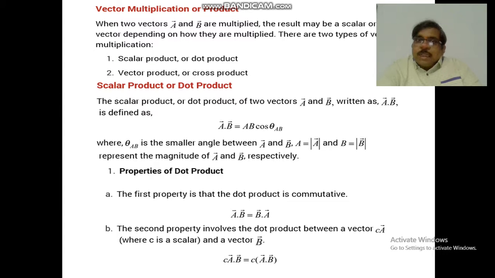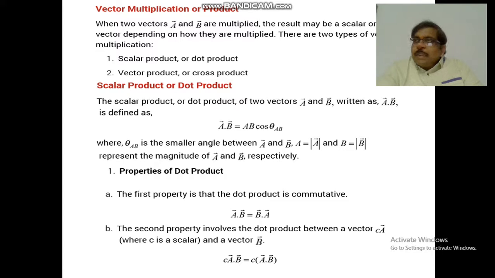Suppose, for example, the scalar product or dot product. A bar dot b bar is equal to ab cos theta, where theta ab is the small angle between a bar and b bar, a is equal to mod a bar and b is equal to mod b bar. With respect to that, the properties of the dot product: a bar dot b bar is equal to b bar dot a bar, so the dot product is commutative. And the second property: C of a bar dot b bar is equal to C a bar dot b bar, where C is a scalar.